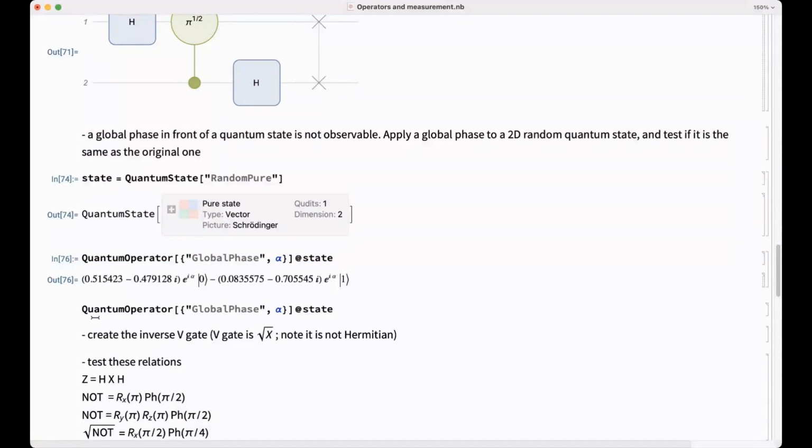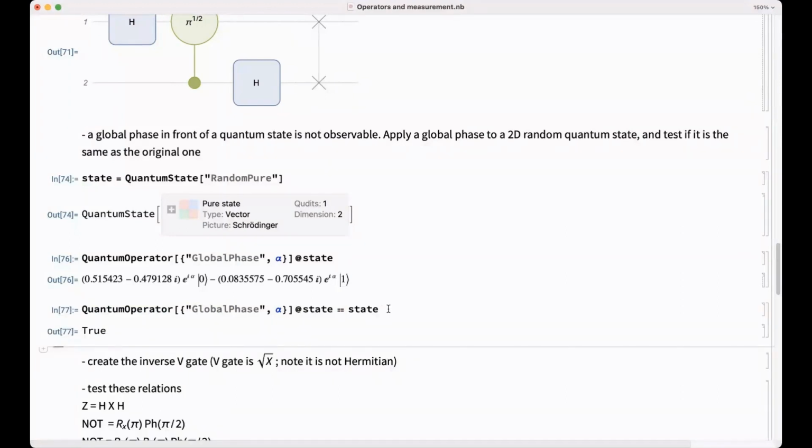How do you want to test it? By measuring? Let's test if it is the same as state, because it's symbolic. Or do we need to give a numerical value? Well, we don't test up to a phase, I think, right? Yeah, of states we do. So you can test it like this.